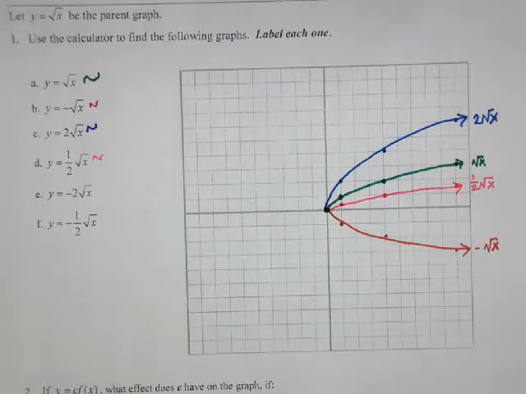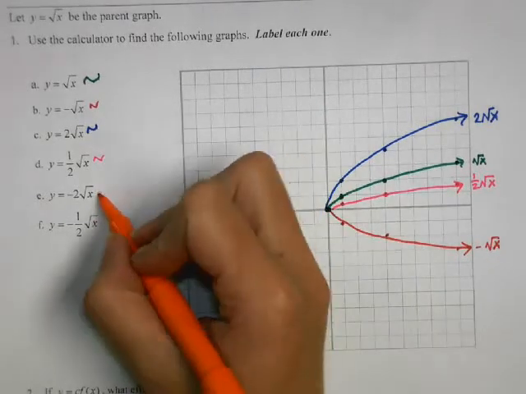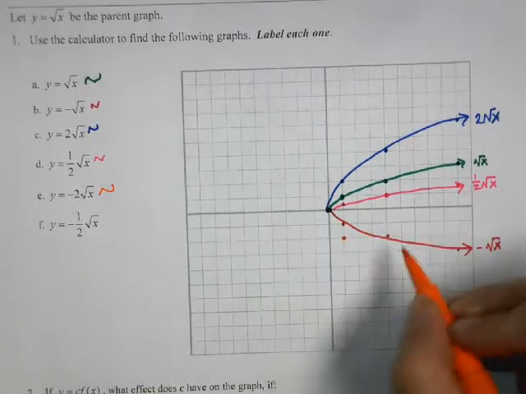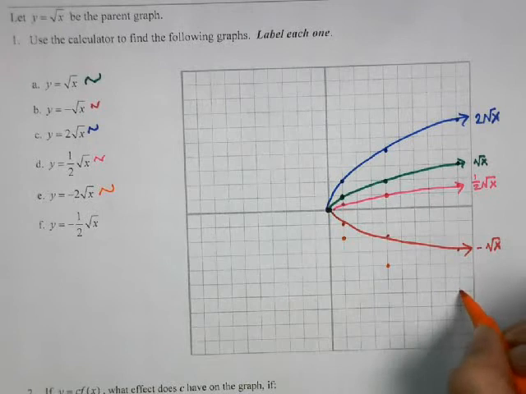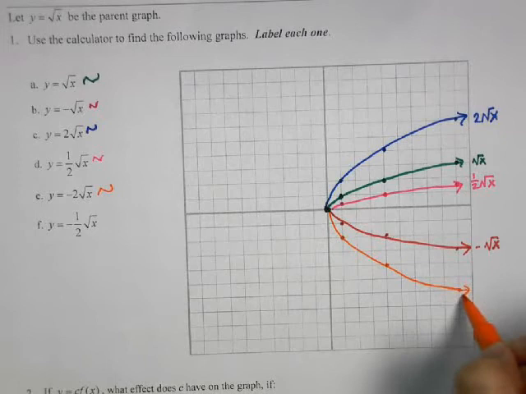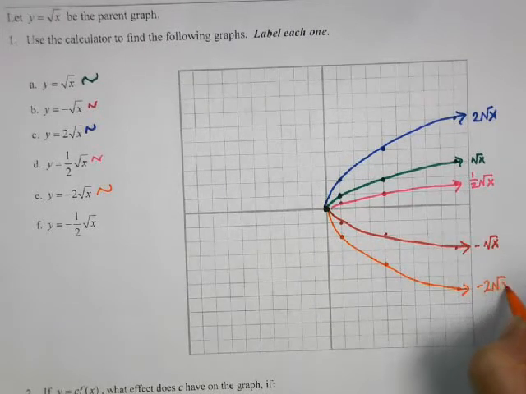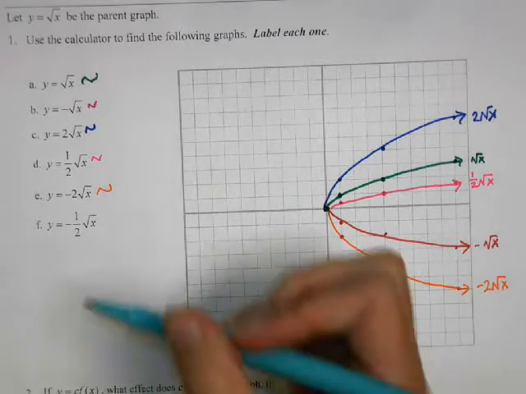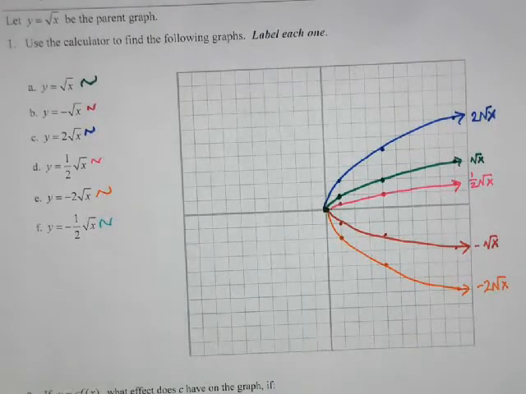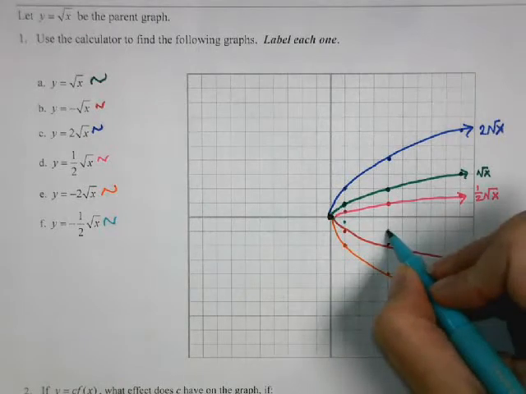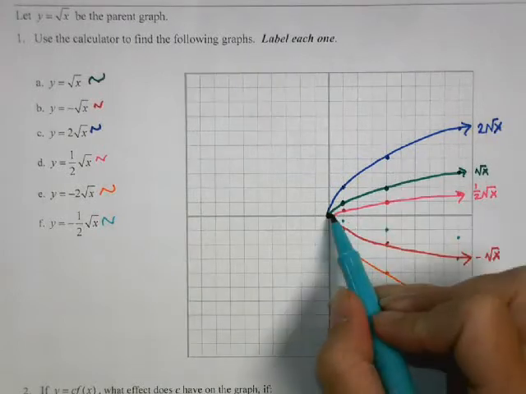Okay, and then the negatives, I'm not going to bother with the calculator. It's just going to flip those over the x-axis. So this is now going to be down here. And my last one is going to be negative 1/2. So there, there, and there.